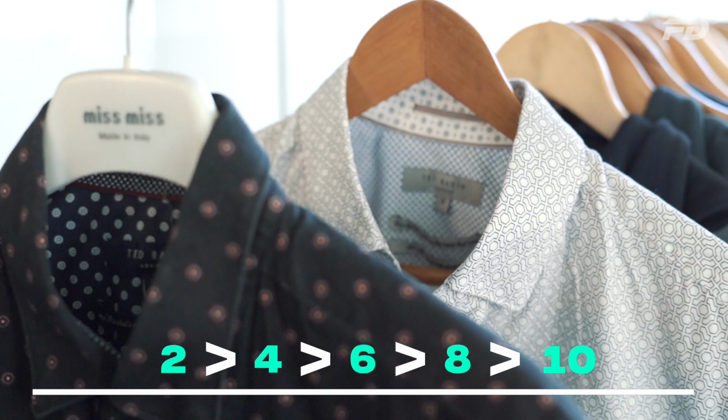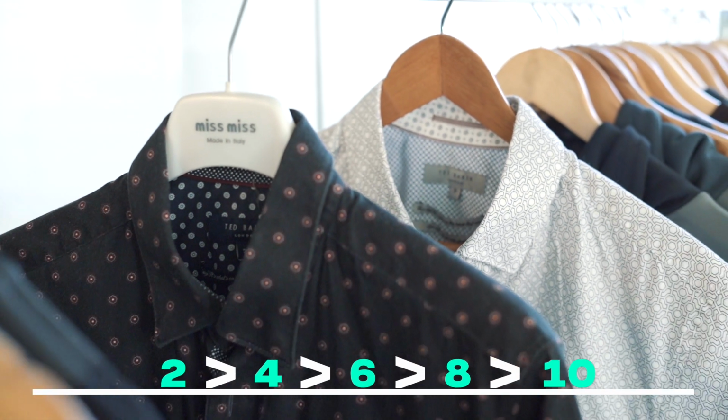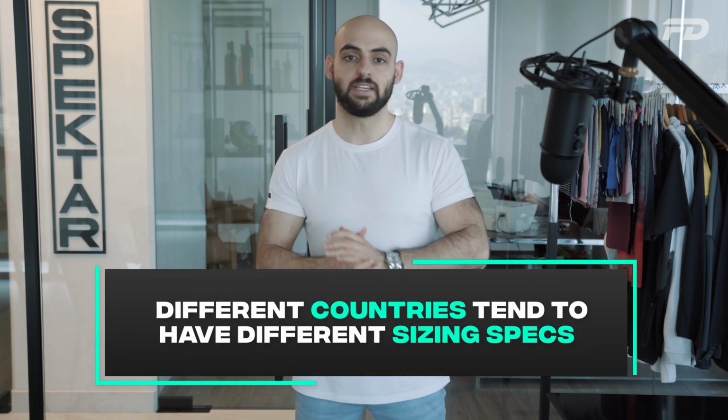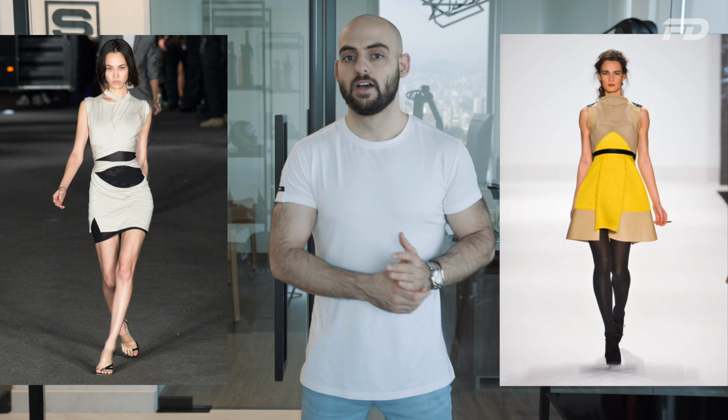That's the logic essentially. When it comes to numeric sizing, one of the big caveats is that different countries tend to have different sizing specs. A size 2 in Japan is not necessarily going to be equal to a size 2 in the UK. So this is definitely something you have to consider.